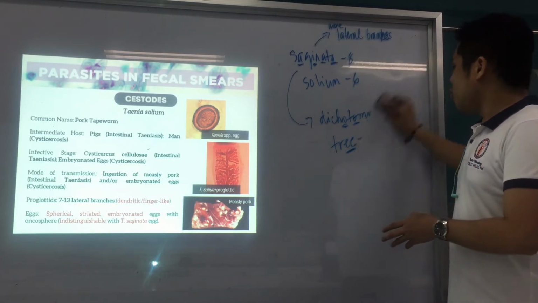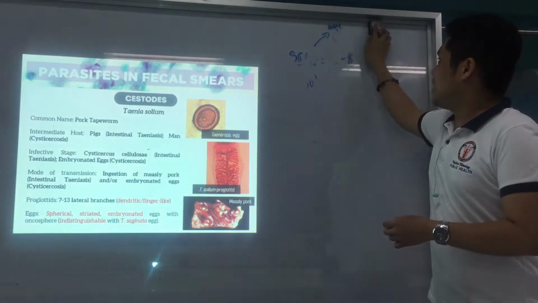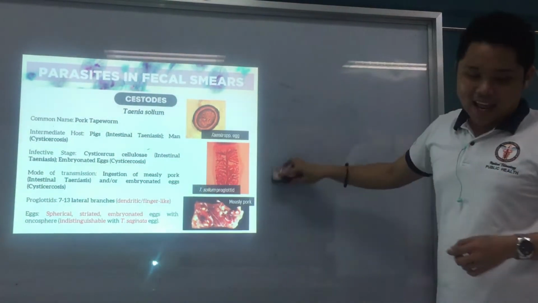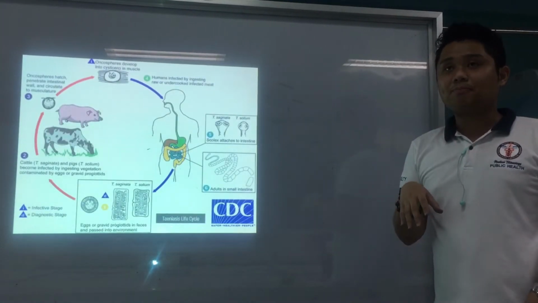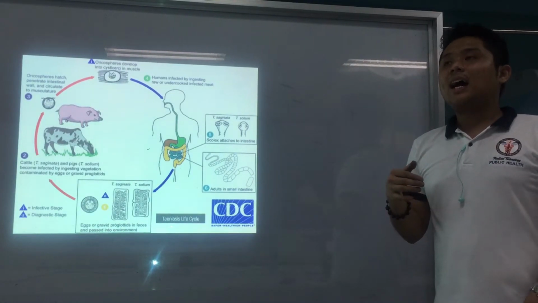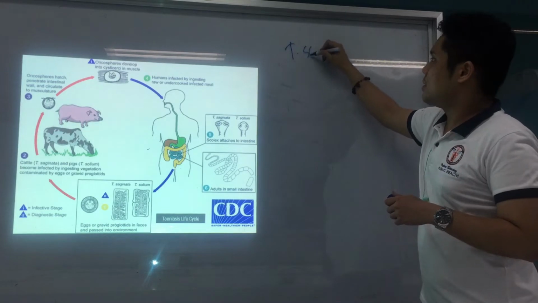Okay, all right. Now we go to the different life cycles. First, your Taenia saginata. Your Taenia saginata is very, very simple, and also your Taenia solium.